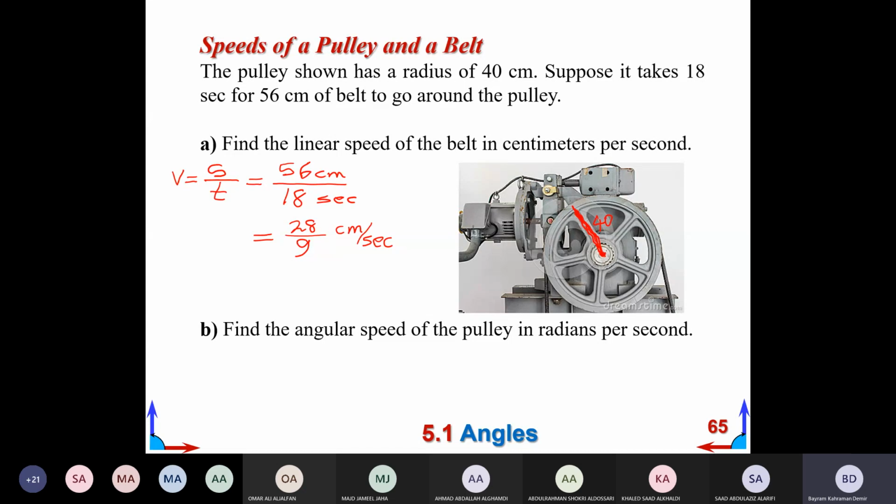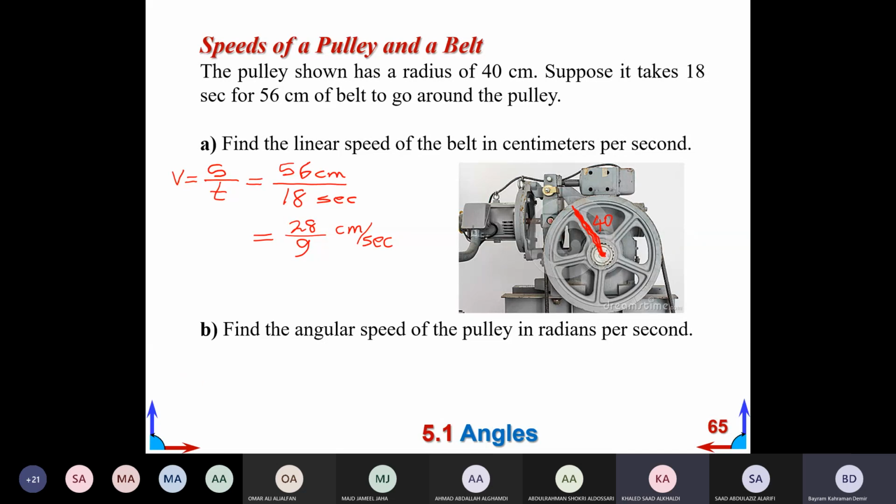Because if you make a belt around the pulley, that means you are pulling the elevator up, right, Shabab? Yeah. In part B, find the angular speed of the pulley. Angular speed of the pulley in radians per second.